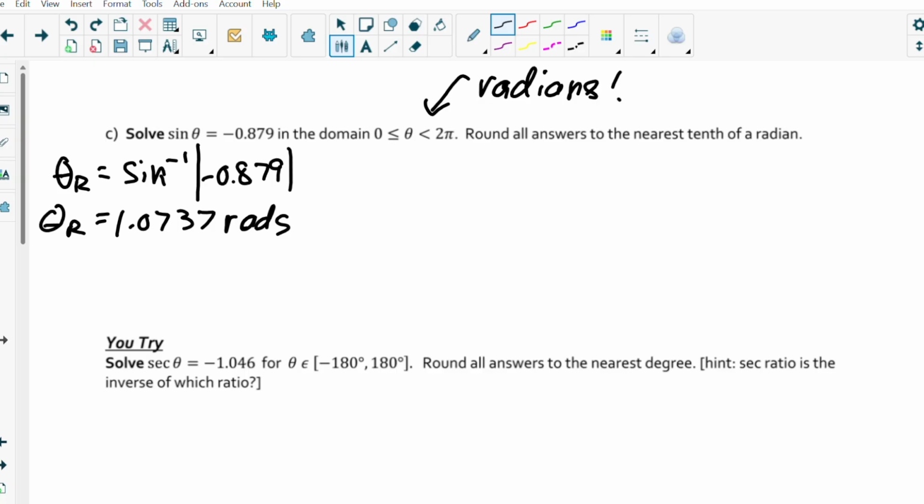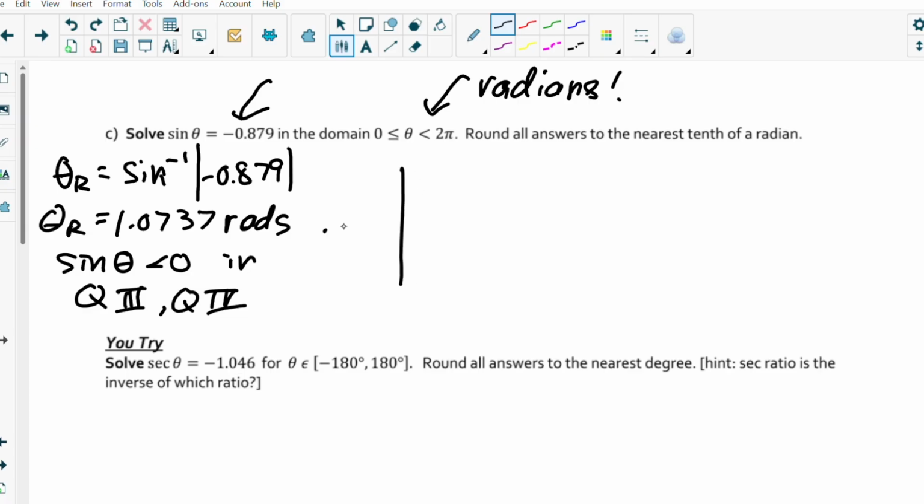Where is the sine value negative? Sine of theta is less than 0 in quadrant, so CAST. Not in quadrant 1, not in quadrant 2. It's in quadrant 3 and 4. So we need to draw cases for both quadrant 3 and 4. So let's start with quadrant 3.